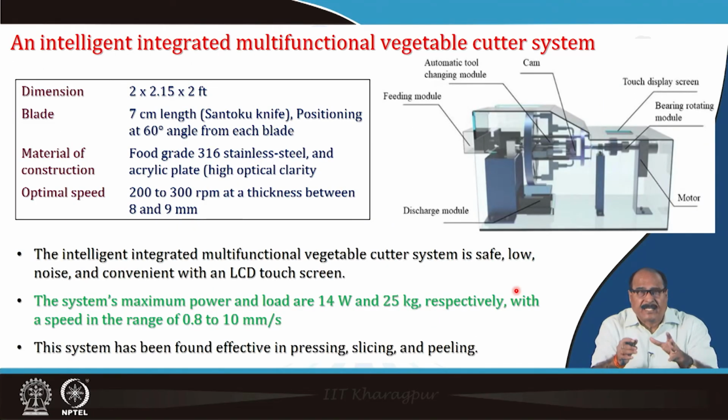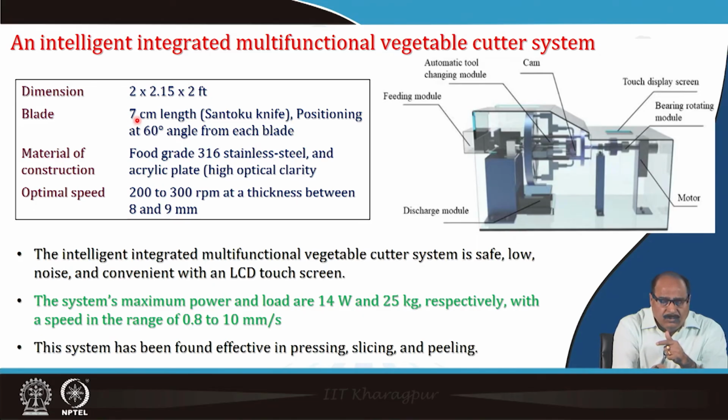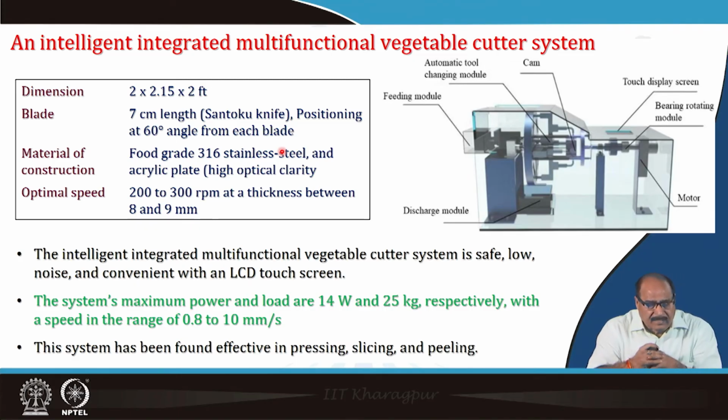In this case study I try to give you an intelligent integrated multifunctional vegetable cutter system. The dimensions of this system, which is wooden, are 2 by 2.15 by 2 feet. It has a 7 centimeter length blade, positioned at a 16-degree angle from each blade. The material of construction is food grade stainless steel. The optimum speed is 200 to 600 RPM at a thickness between 8 and 9 mm.